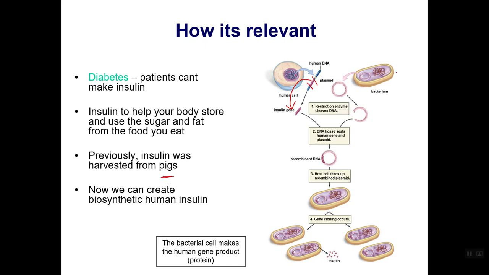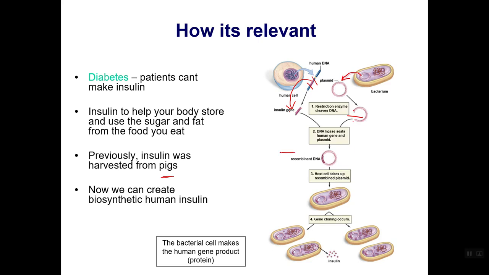Then we have our bacterial cell. We take out a plasmid, which is an accessory ring of DNA found in bacteria, and we cut it with that same restriction enzyme. So now these two sticky ends match the two sticky ends on the human insulin gene. Then we induce the human insulin gene to be ligated into our bacterial plasmid by using DNA ligase.